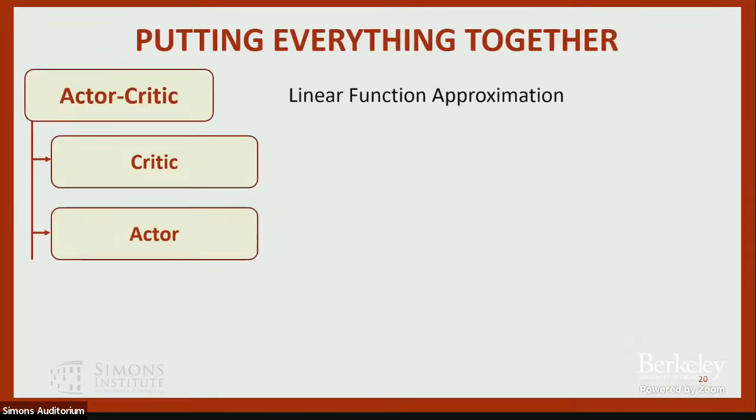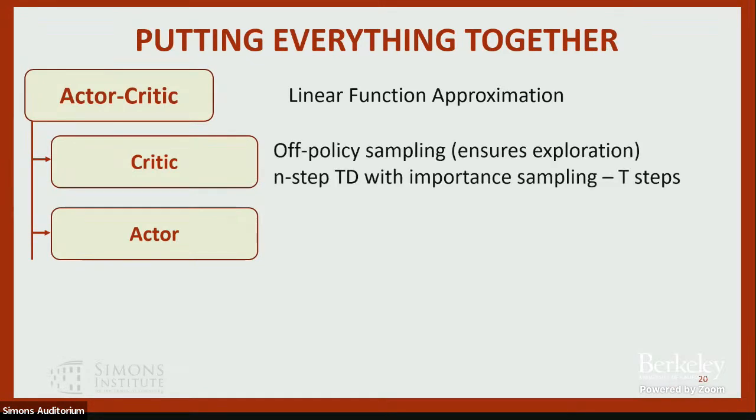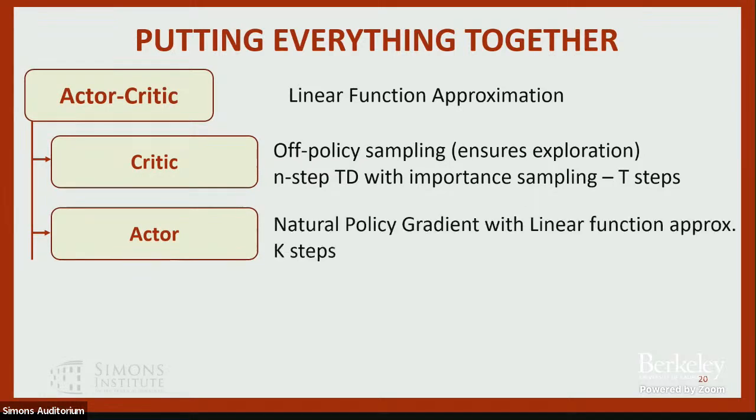So pretty much my last slide. What I'm going to do now is put everything together in the actor critic framework. So I have my critic. I want to do actor critic with a linear function approximation, natural actor critic to be more precise. And I'm doing off-policy sampling and n-step TD with importance sampling, and I run it for t iterations within each step of the actor. And then for the actor, I'm doing natural policy gradient with linear function approximation, and I'm running it for k actor steps. So totally, I'm using tk samples.